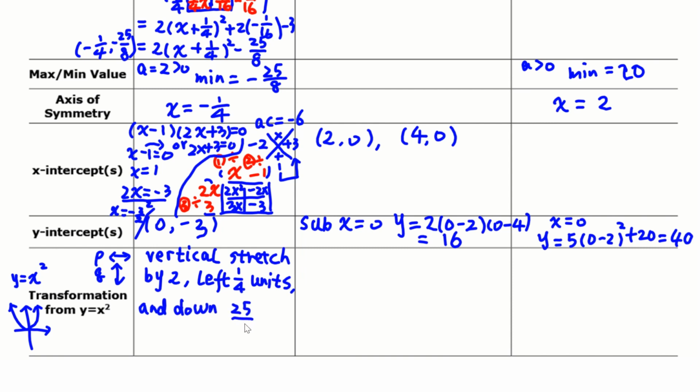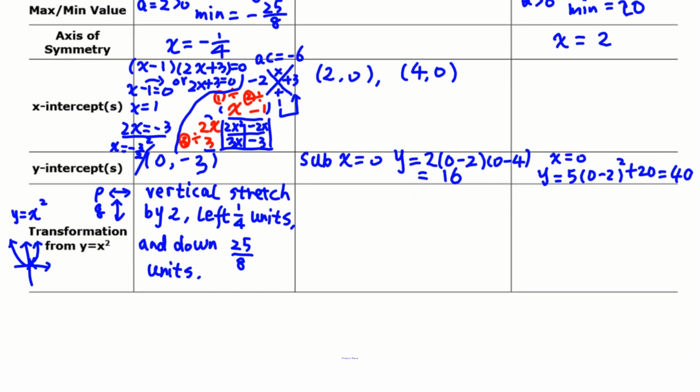25/8 units. So all this is just compared with the original parent function. The vertex at 0, 0, you move it to negative 1 over 4, negative 25/8. Then it means it is left a quarter, down 25/8. So this point is negative 1 over 4, negative 25/8.